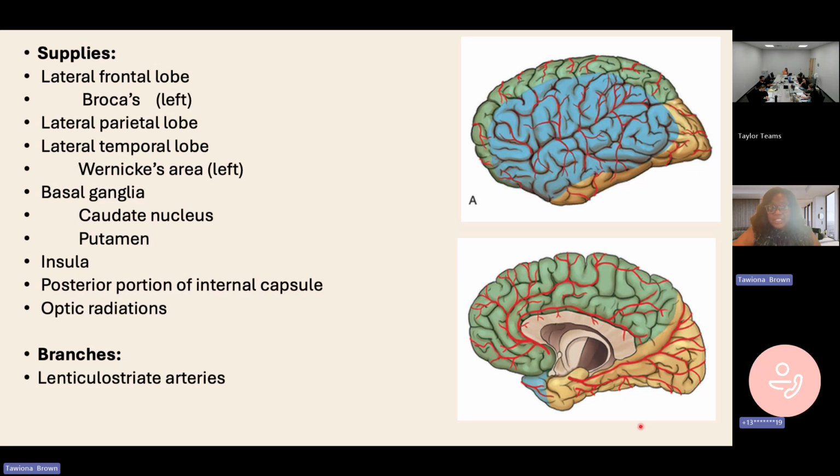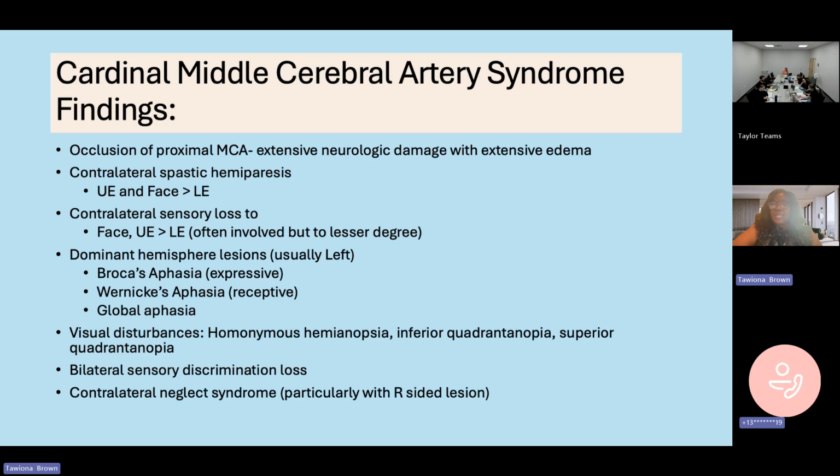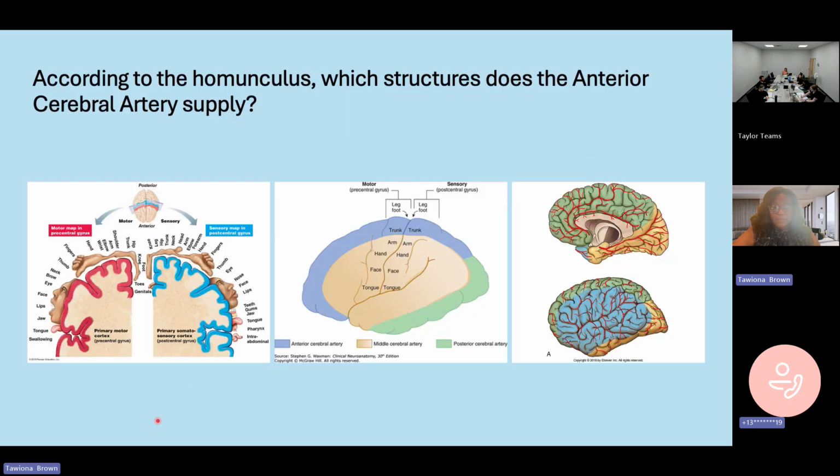So when we get to the syndrome, this is what you see. All the answers are right here for you. Occlusion of the proximal MCA is going to lead to some extensive neurologic damage. If we're thinking about the homunculus, remember that the lateral aspect of the homunculus here is mostly going to be a lot of face, hand, and arm.